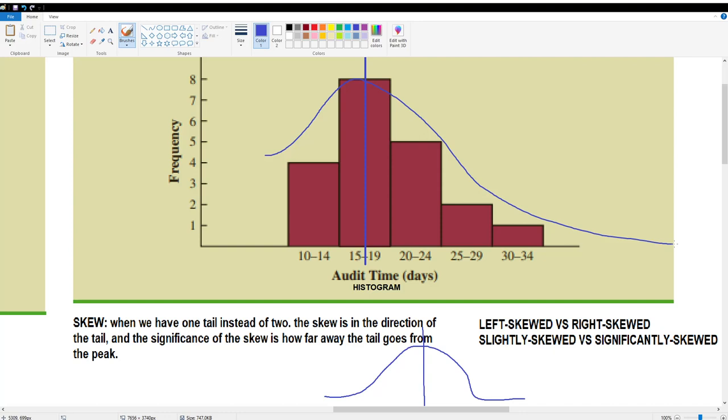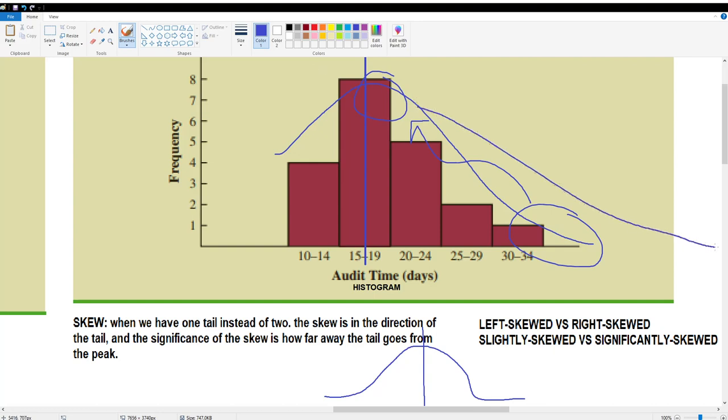The significance of the skew is how far away that tail goes from the peak. So suppose the histogram ended there. We didn't know, but let's suppose it's like that. So here's our tail, here's our peak. It's a decent bit of a ways away. On the other hand, suppose the tail was like that. Tail's running off in the middle of nowhere. That time, it would be significantly skewed.